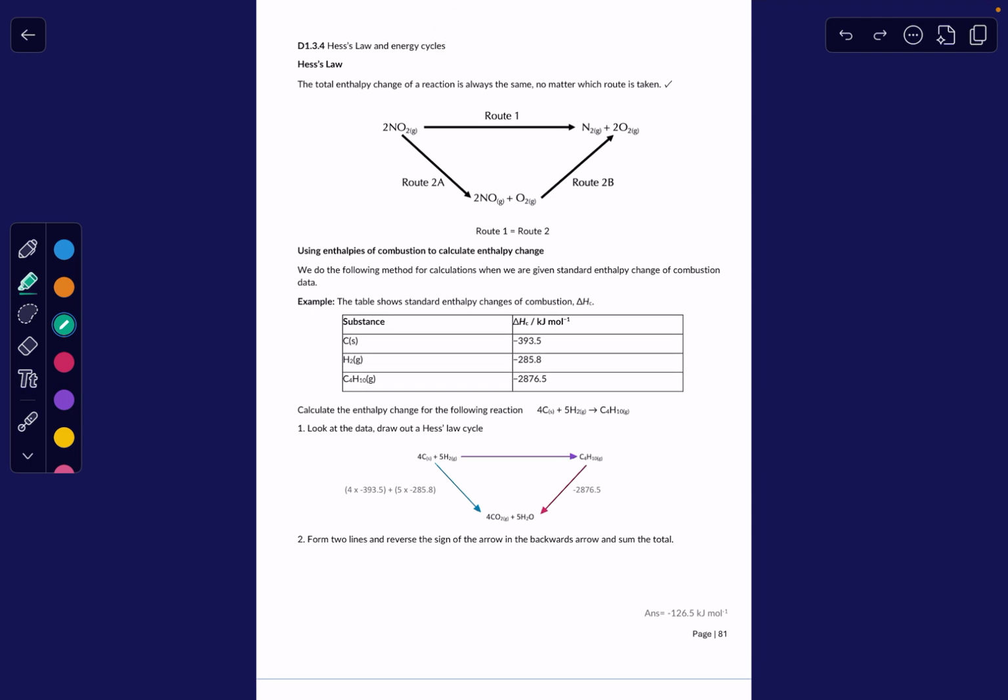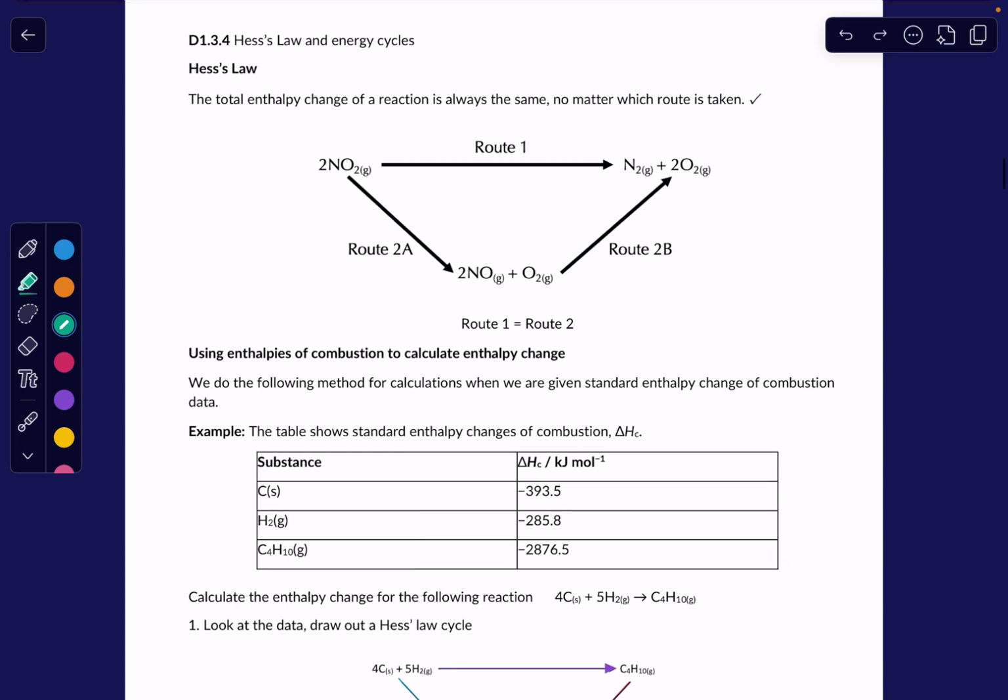I need to teach you the rules of how to do this, and then we can work together and get the final answer. Let me tell you some facts of how this works, first of all, and then I will try and explain my best. You don't need to understand it, but you do need to be able to recall this definition. So, Hess's law. This is the total enthalpy change of a reaction is always the same no matter which route is taken. So it's the energy change of a reaction is always the same no matter which route you take.